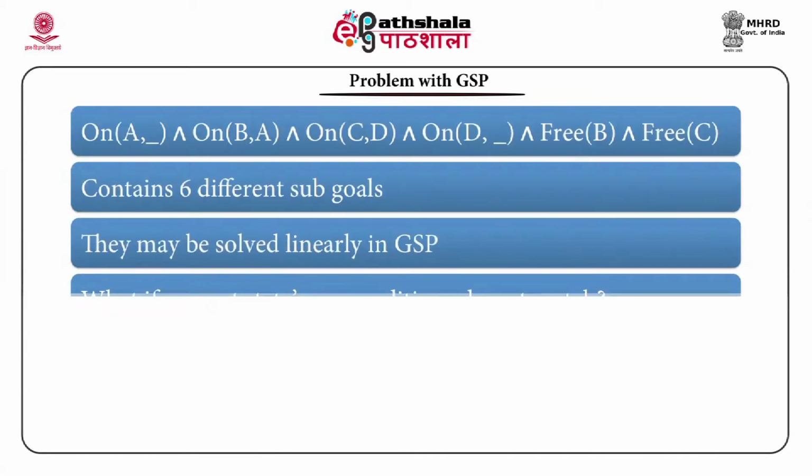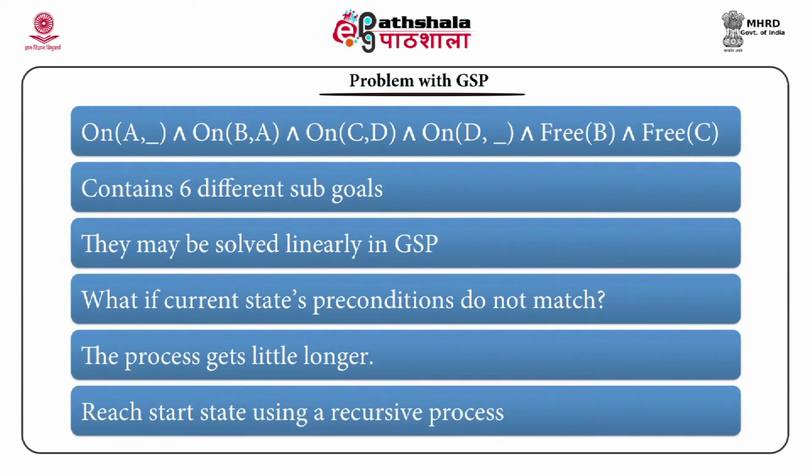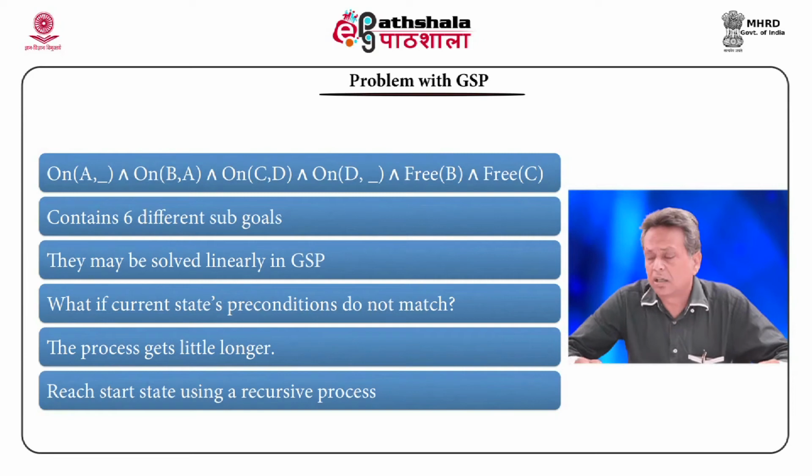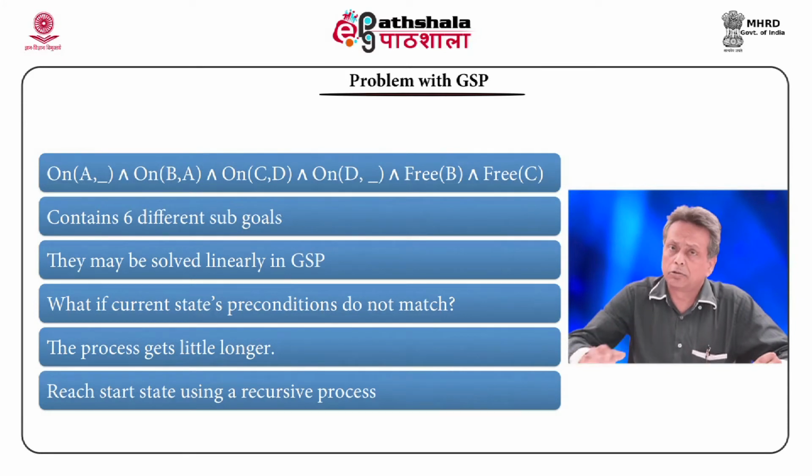First of all, let us look at the problems with goal stack planning. If you look at the screen, you can see that it describes something that we have seen already. A is on the table, B is resting on A, C is resting on D, and D is resting on the table. And you have free B and free C. So the stacks are A, B and C, D. This case contains 6 different sub goals. I want to achieve this, and I have 6 different sub goals, and I can solve using GSP.